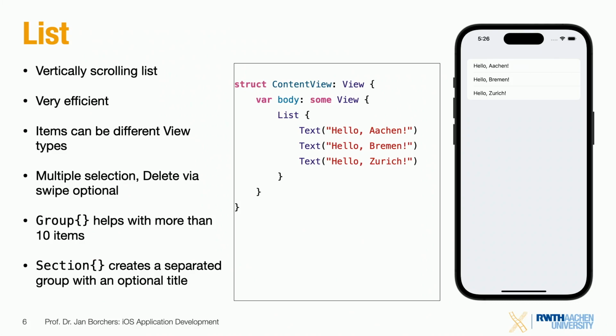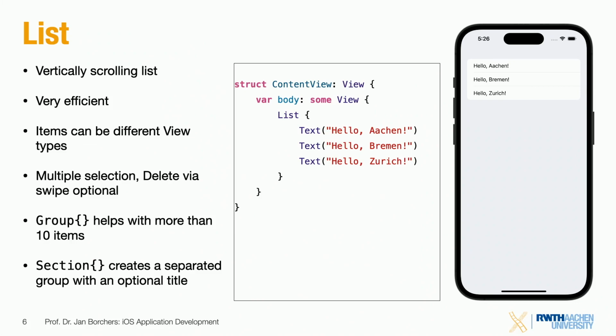You can also enable delete via swipe. So if you wanted to make this list editable, you could add a simple modifier that says you want this to be deletable, and then people could do the delete gesture on each item. Again, the grouping trick is available, but there's another option, which is section. So if you actually want to separate your group, because maybe you have different sections with different topics here, you can do that, and it could even include a title.